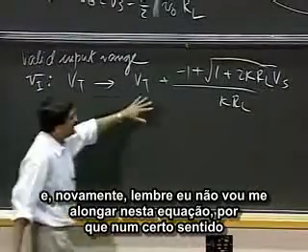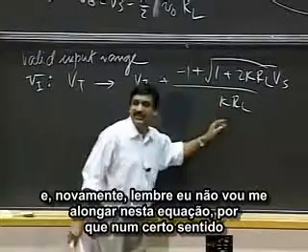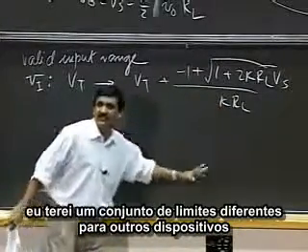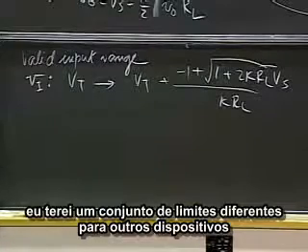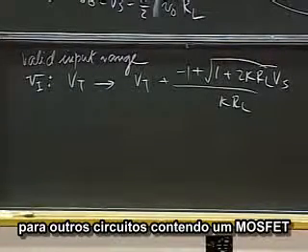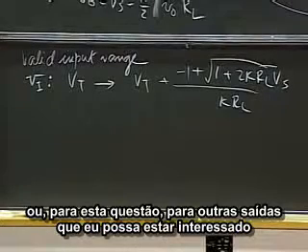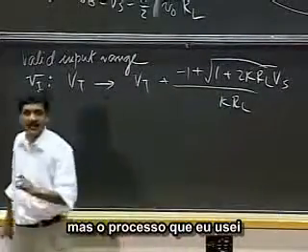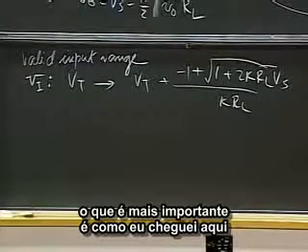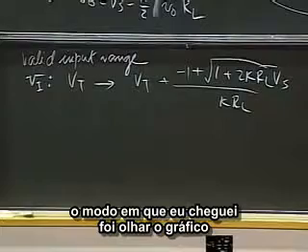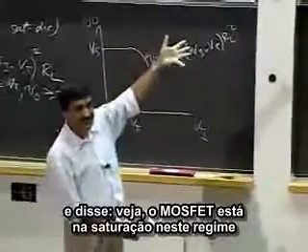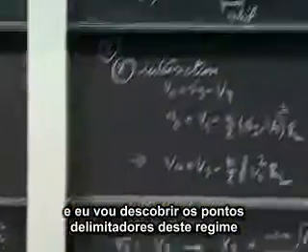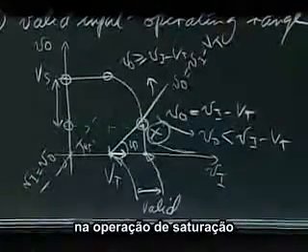And again, I won't dwell on this equation because you will get a different set of limits for other devices, for other circuits containing a MOSFET, or for other outputs that one may be focusing on. What's more important here is not so much the results that you see, but the process that I've gone through. How did I get here? I looked at the graph and said, look, the MOSFET is in saturation in that regime, and I'm finding the bounding points of the regime of saturation operation.